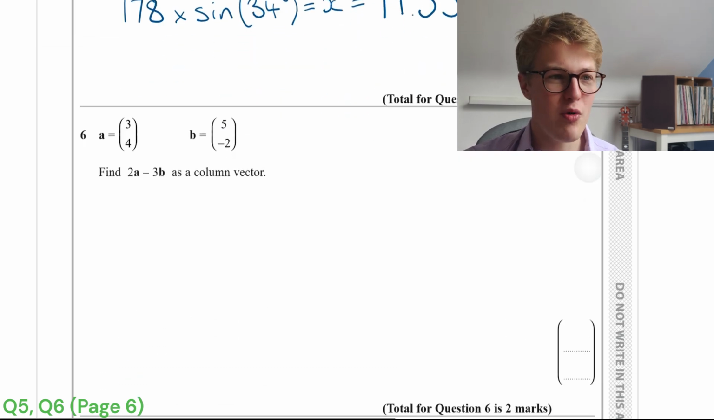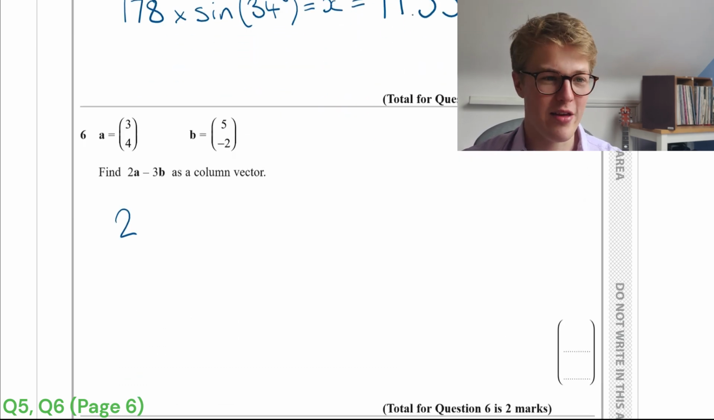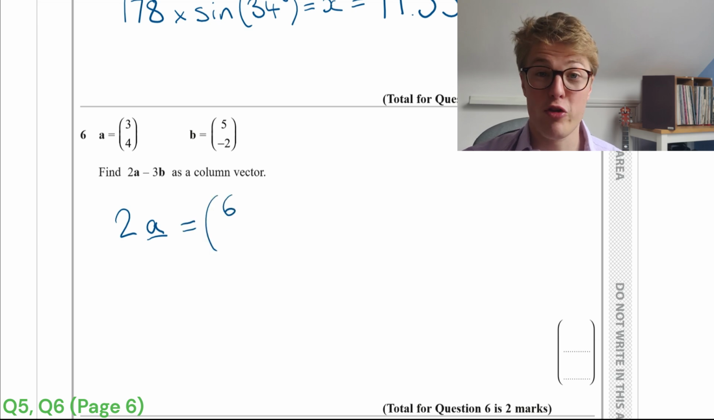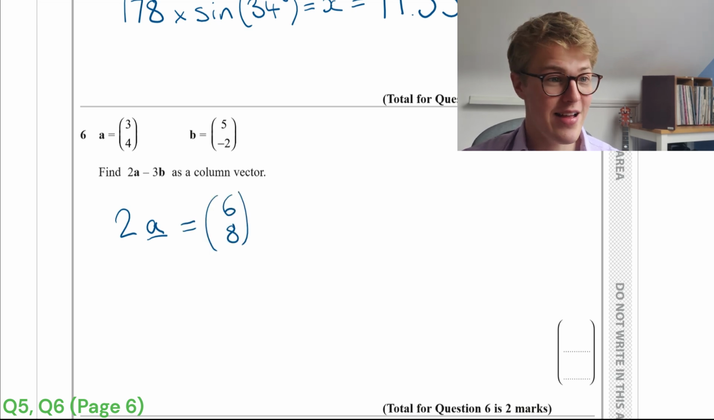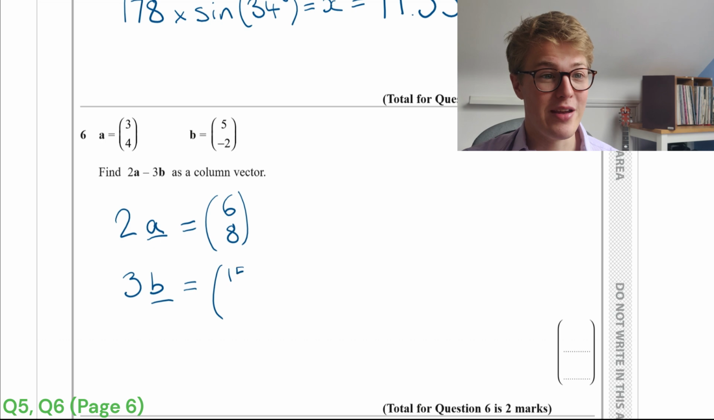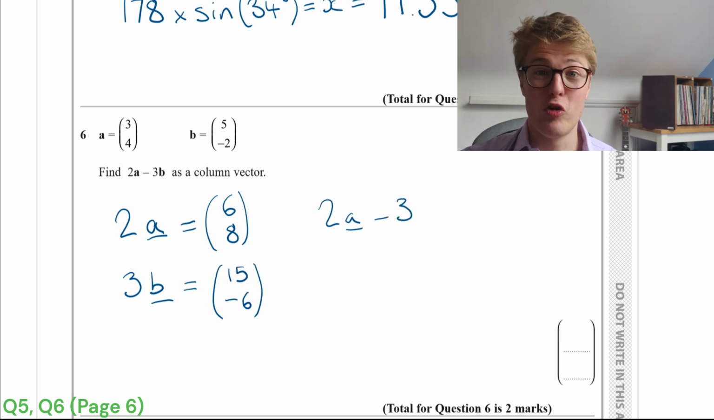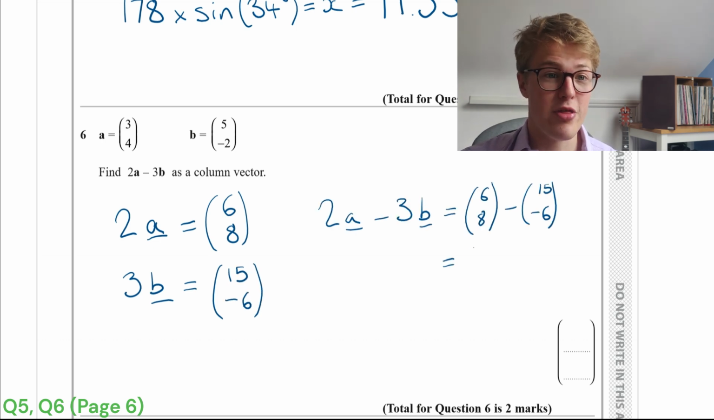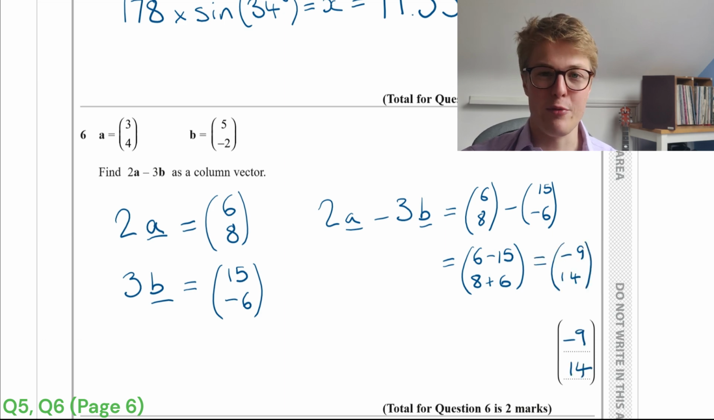Moving on, find 2a minus 3b as a column vector. So the first thing I did is I figured out what 2a is, and that is going to be 6 and 8, and 3b is going to be 15 and minus 6. So then we need to do 2a minus 3b, and that leaves us with 6 minus 15 and 8 plus 6, which simplifies to minus 9, 14, which is our final answer.